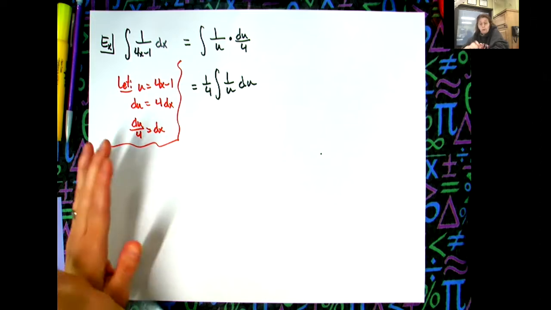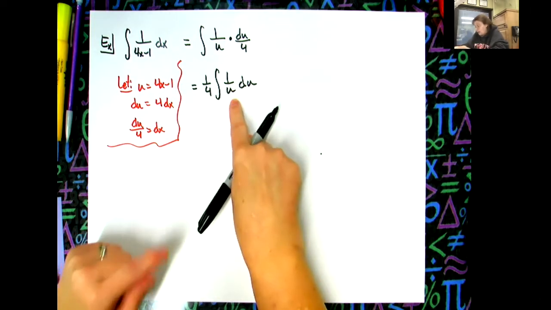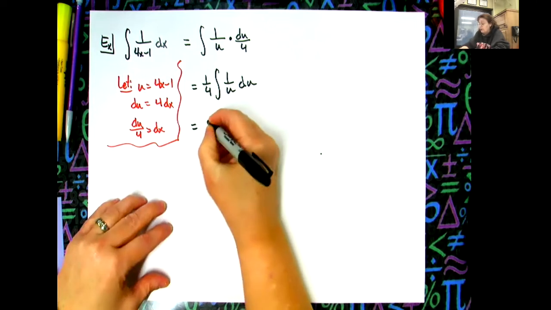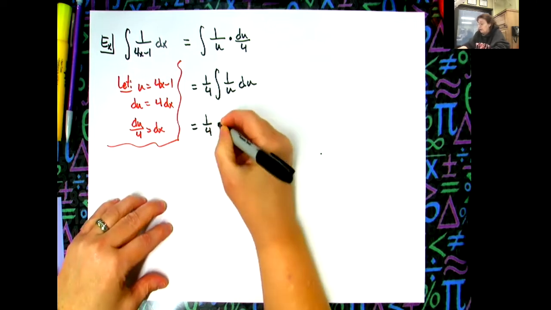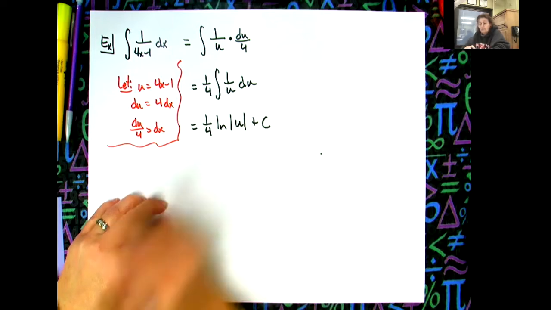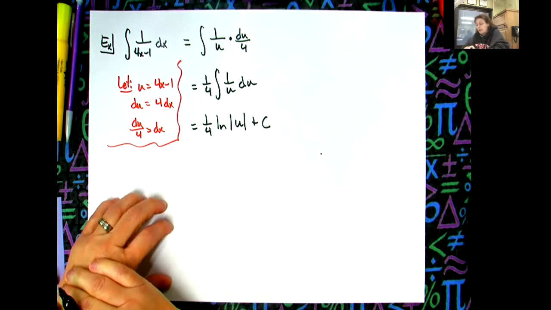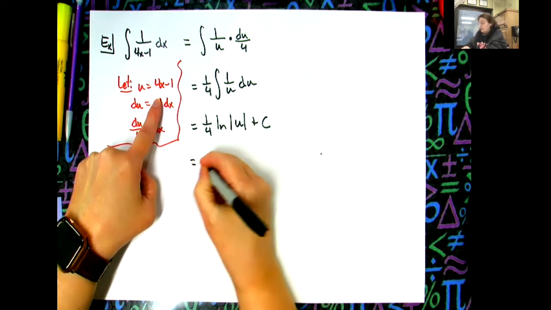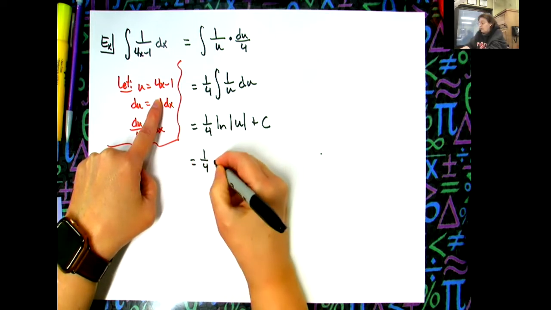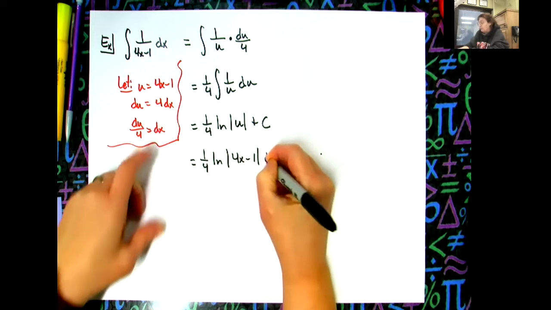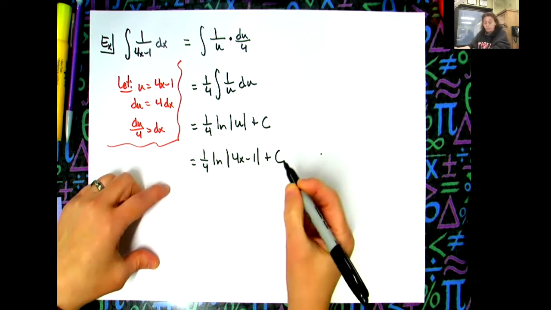All right, but we're going to integrate, right? So we know that this integrates to natural log absolute value of u. So I've got a 1/4 natural log absolute value of u plus c. Okay, so there's the actual integration. Now, last step, put it back in terms of x. So throw that back in the middle. So 1/4 natural log absolute value 4x minus 1, and then plus c. Okay, can't forget that plus c.